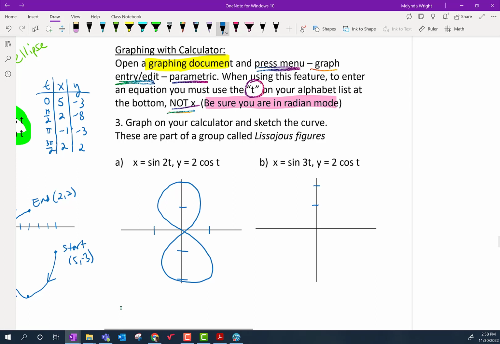Okay, so 2 and 1. Okay, this is not good. Okay, so that's about as close as I can get. I'm sure your graphs look way better than mine. All right.